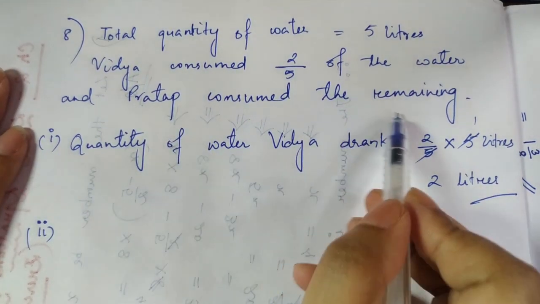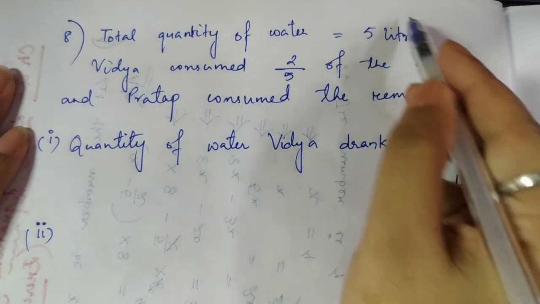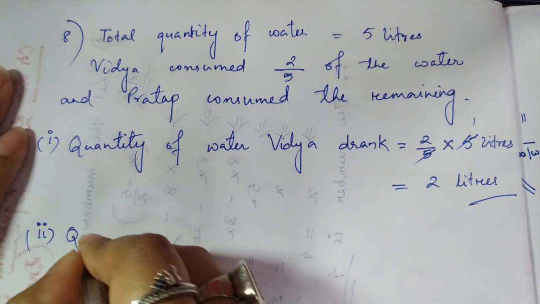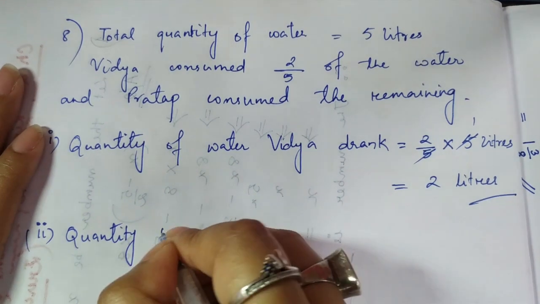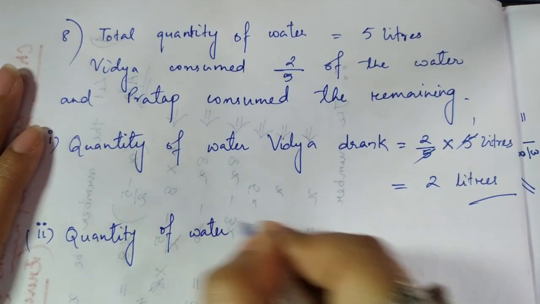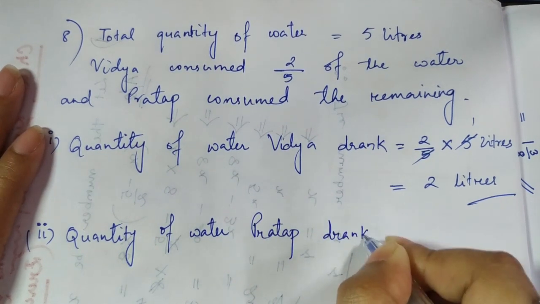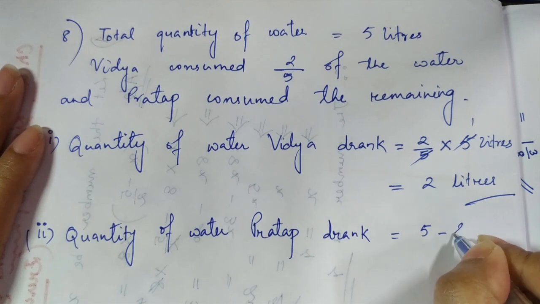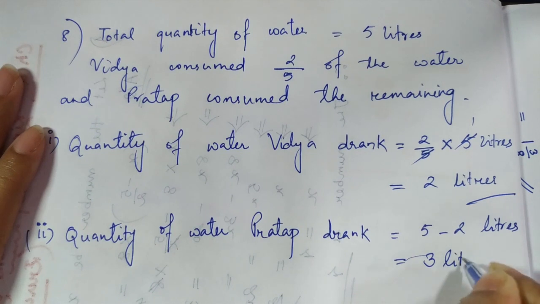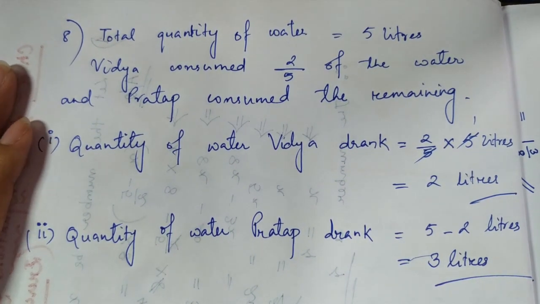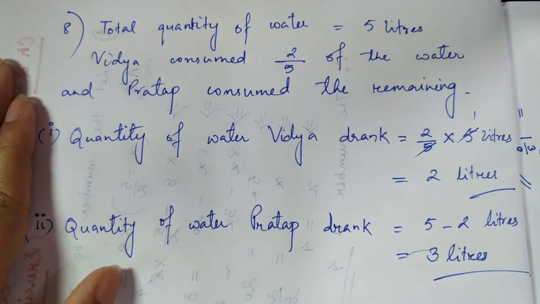Now the next part, that is question number 2, it is given how much did Pratap consume. Now it is given Pratap consumed the remaining. Total water was 5. Vidya consumed 2. So how much is left? 5 minus 2. So for number 2, quantity of water Pratap drank is equal to the remaining. So the total 5 minus 2 liters. We have to write the unit. So it's equal to 3 liters. Okay. So this much water Pratap drank. So these are the two questions. Solution to the given questions.